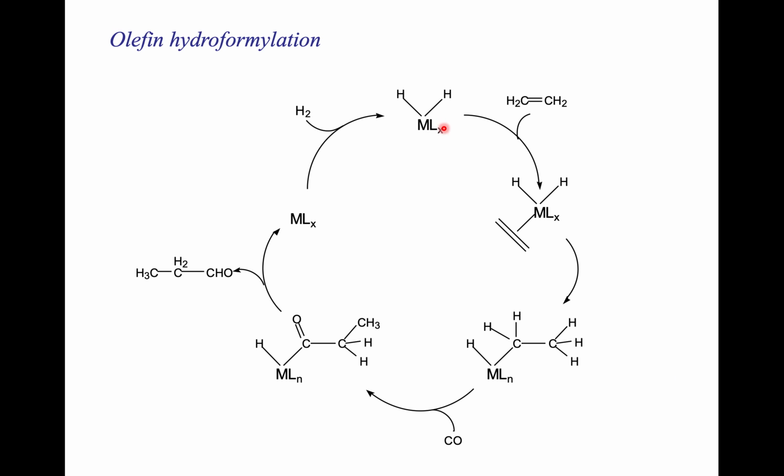Here's that shown in a cycle. So I start out with this complex here, add H2, do an oxidative addition, add alkene to give me my alkene dihydride complex, do an alkene insertion in order to give me my hydride alkyl complex, add CO, do an insertion reaction. Now I have a hydride acyl complex, do a reductive elimination to release the aldehyde, and now I'm back to my starting material again. It can accept H2, accept an alkene, we get back to this species and just run the cycle over and over again.